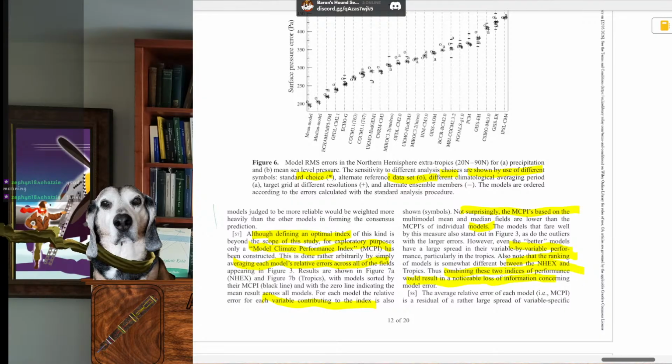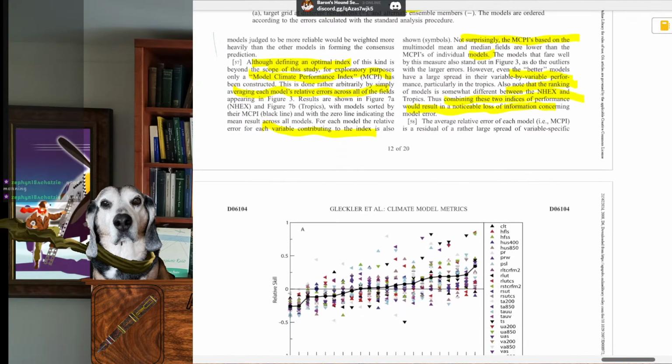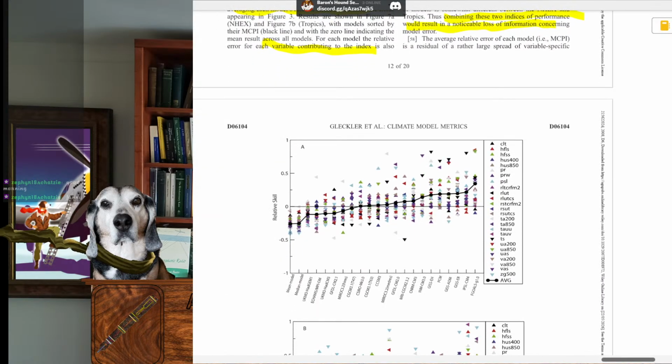So in other words, he came up with this ranking method and then says, but it's not good. Thanks, that is super duper uber helpful. I appreciate that.